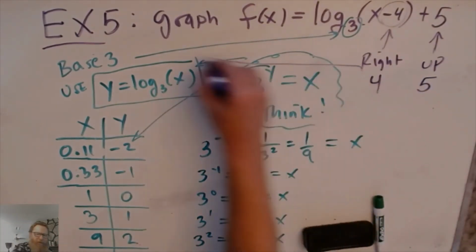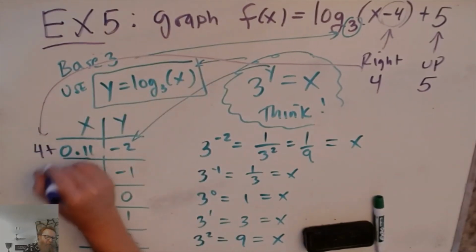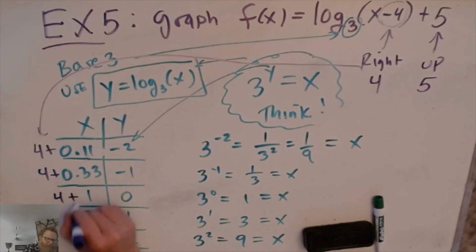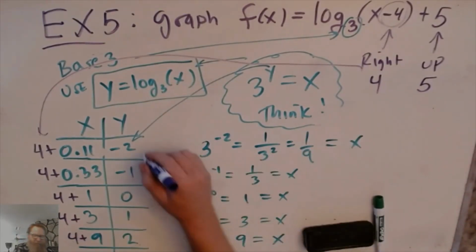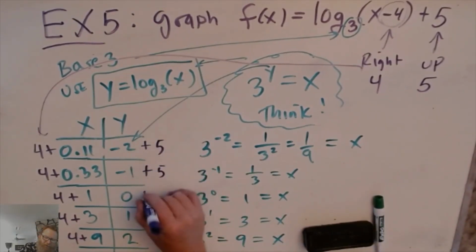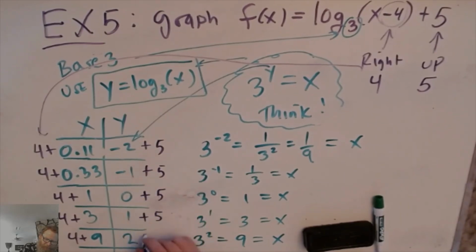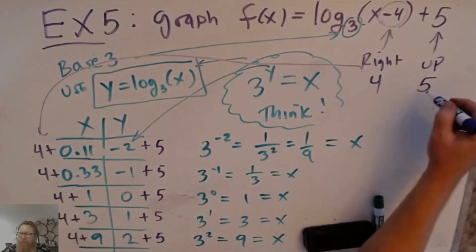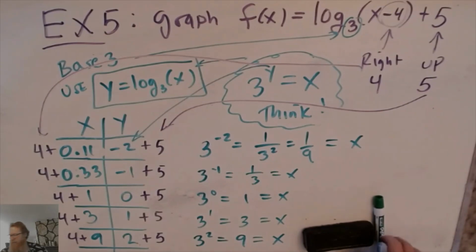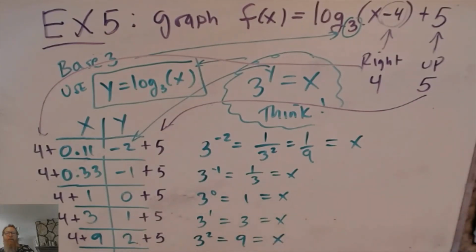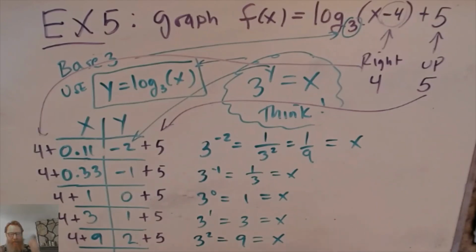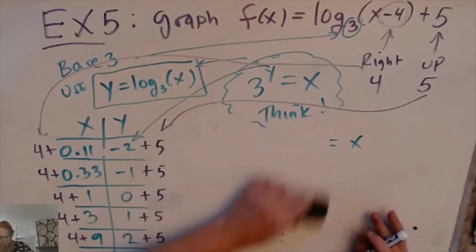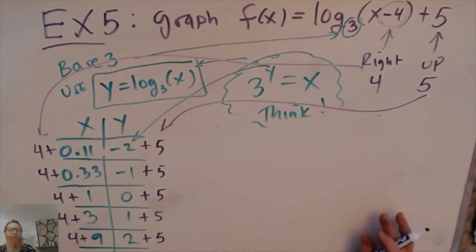So come over here, add 4 to all your x's. And then add 5 to all the y's. And if you haven't gotten good at this technique yet, you will be by the end of this chapter. And that'll be it. You'll never have to see me again, not even on the internet.